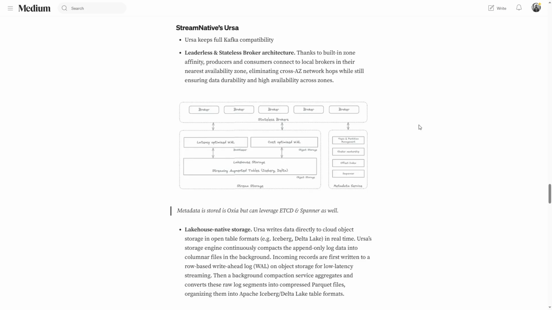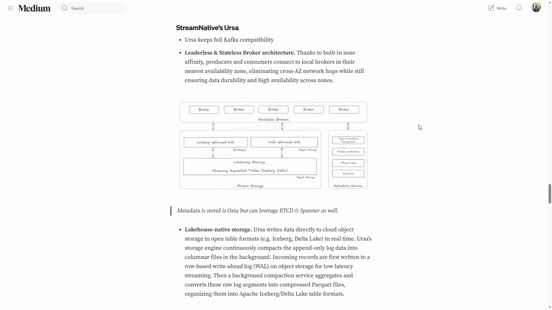This again is a fully Kafka compatible solution which runs on top of Pulsar. I mean, it's not on top of Pulsar, but they have a lot of inspiration from Pulsar, because they use the BookKeeper concept, which is unique to Pulsar itself. What they have done is made the brokers zone aware, and the brokers are stateless. There is no leader concept in here as well.